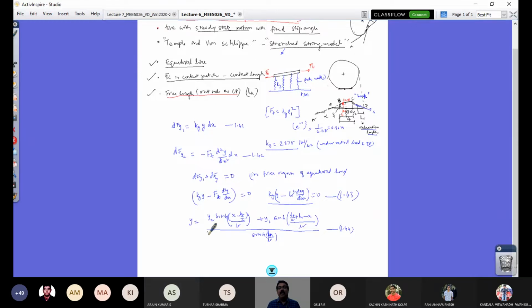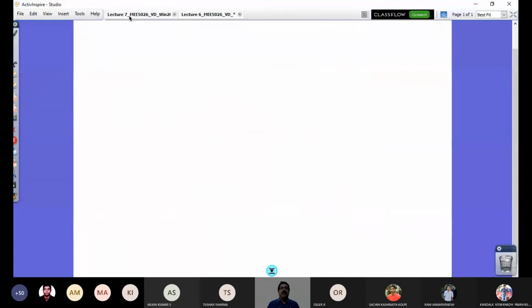And now this y equals this is the equation. What is the lateral deflection of an element considered in the contact length during free rolling of the tire is what we have just obtained. So I'm going to continue today's class from here.